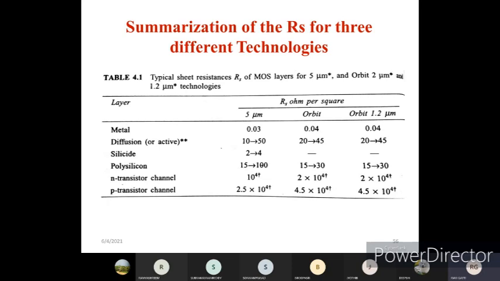As I told you in the last class itself, there are different technologies for the fabrication process. One of the technologies we are going to use is the 5 micrometer technology, and one more is Orbit, and one more is Orbit 1.2 micrometer technology. What is the difference between Orbit and Orbit 1.2 micrometer technology? We will see it later, but you can see the differences of resistance per square that have been used in all these technologies for different elements, depicted in this diagram. I think we noted this down in the previous class itself, so we will go to the next one.